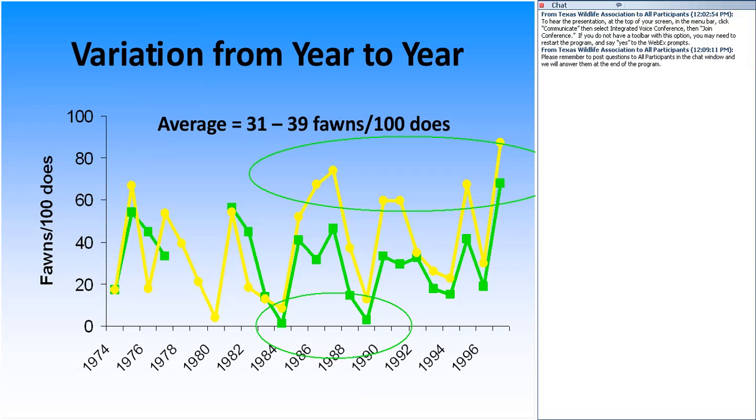And we jumped around from those from 1 year to the next, just tremendous variation. The average in at least a lot of South Texas, without supplemental feed, you might expect 30 to 40 fawns per 100 does on average. But again, a lot of variation around that.